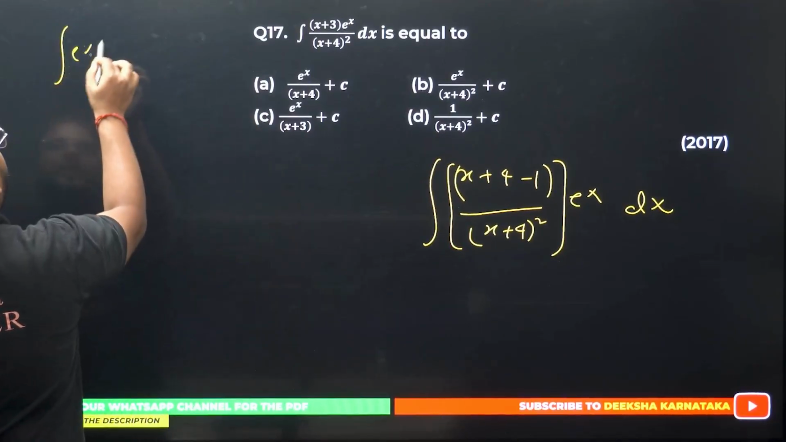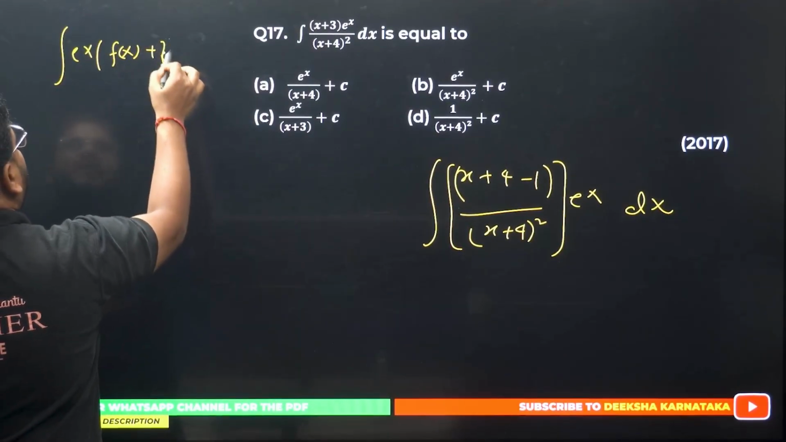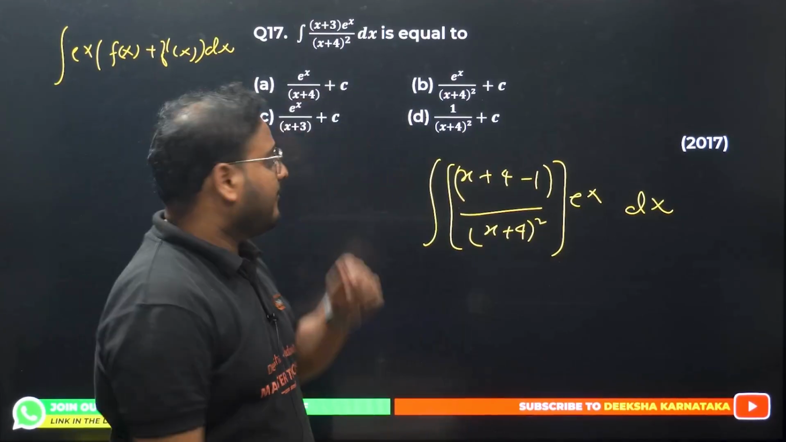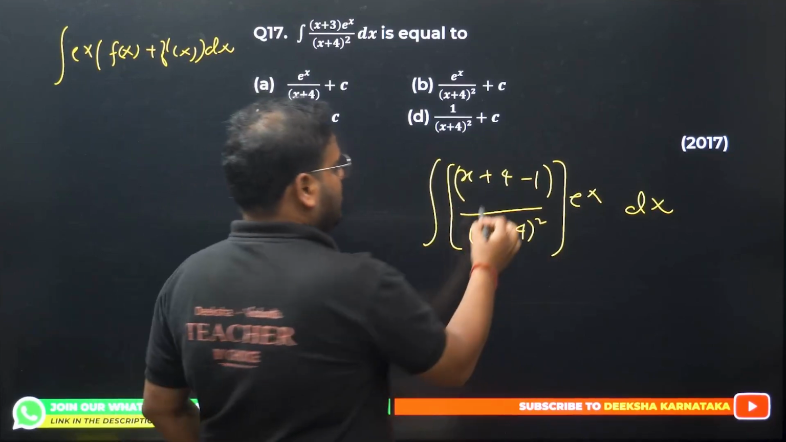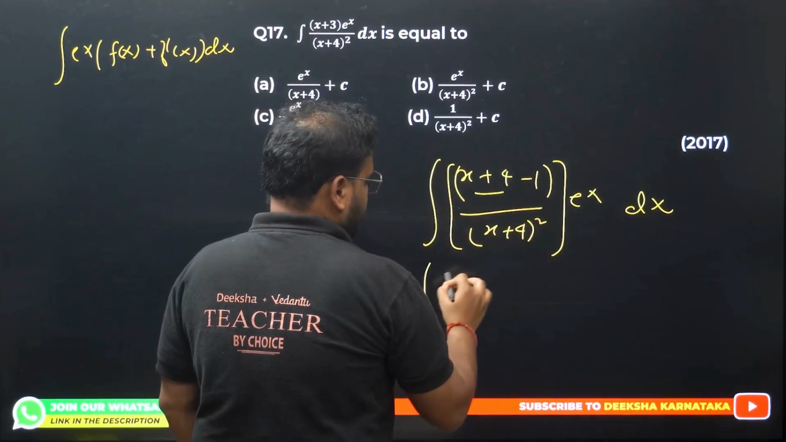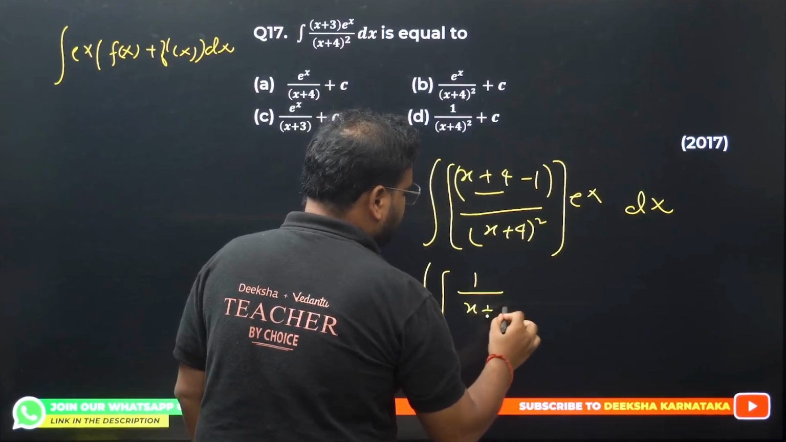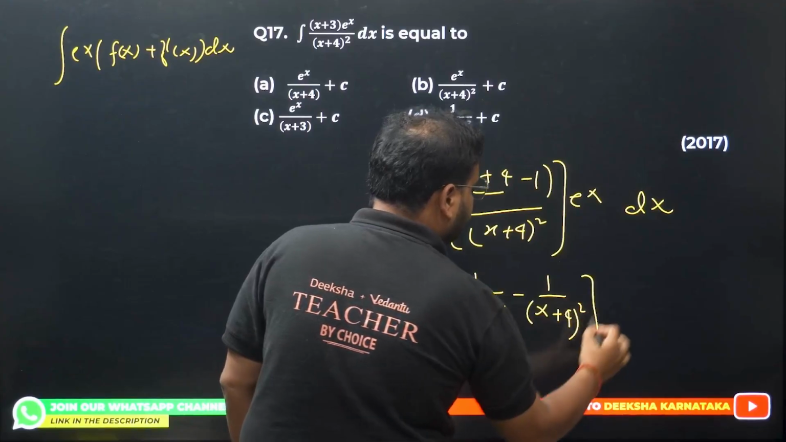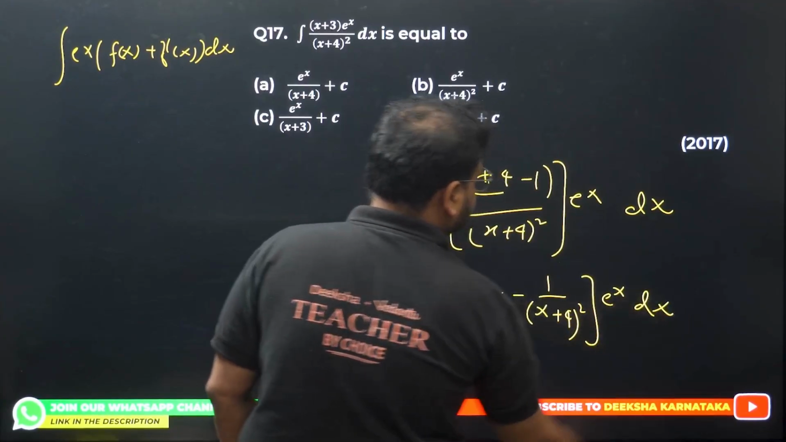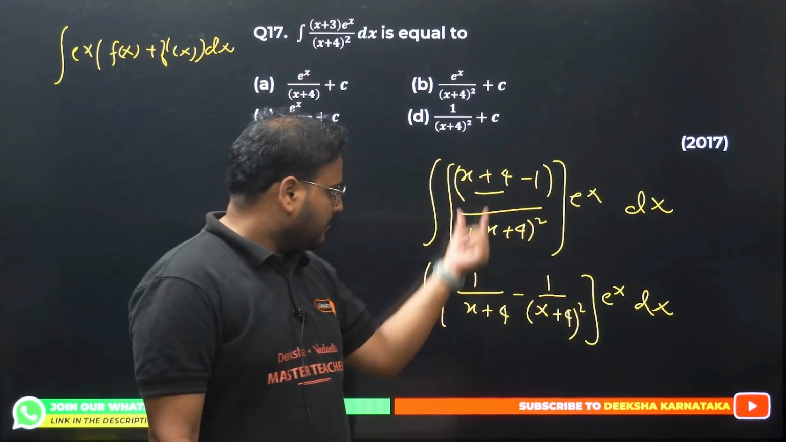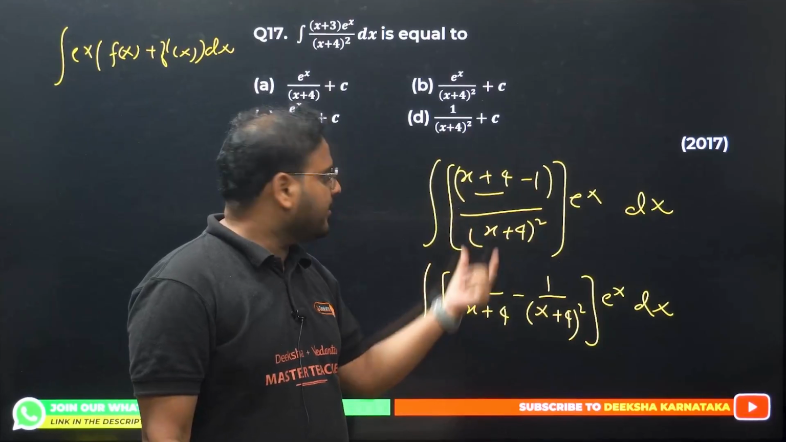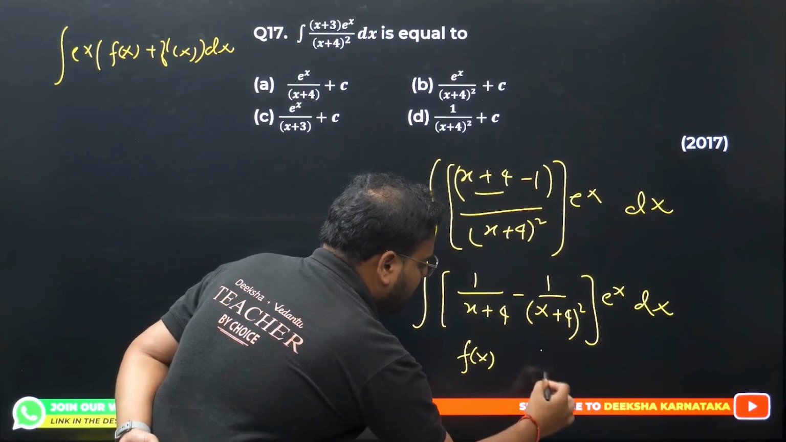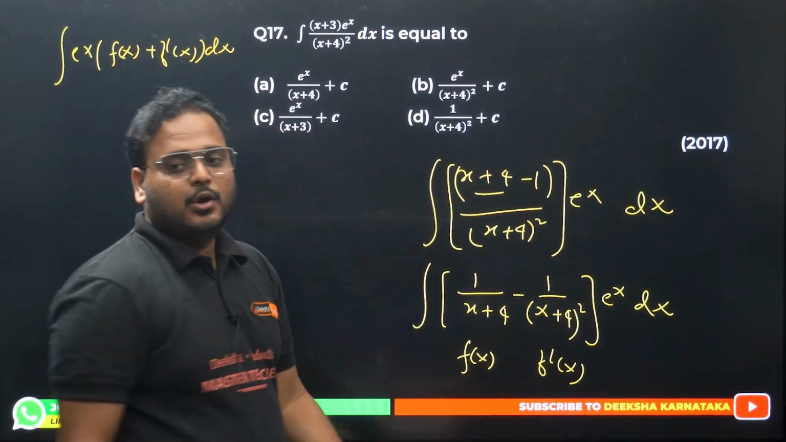Remember, e power x times f of x plus f dash of x dx. Separate this. For this term, what are you going to get? You will have over here 1 upon x plus 4 minus 1 upon x plus 4 the whole square, e power x dx. Correct, no? This will cancel one of the extras in the denominator. This will be as it is, minus 1 upon this thing. This is your f of x and this is your f dash of x. If you're not sure, do the derivative of this part.